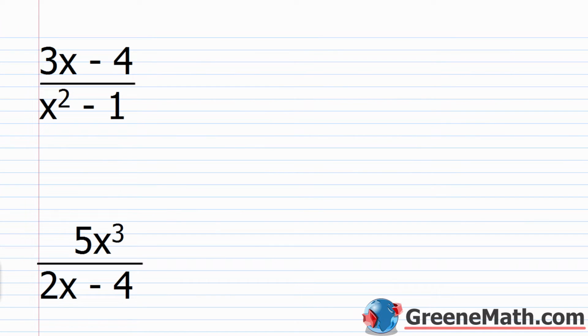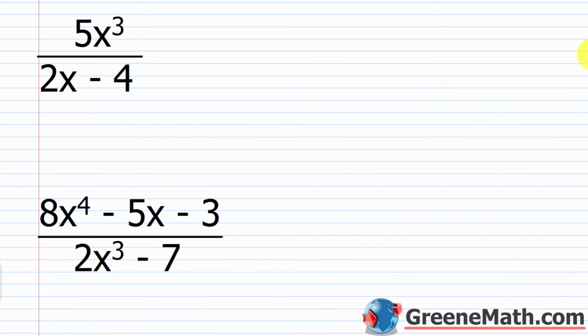So here are some examples. You have 3x minus 4 over x squared minus 1. So you have a polynomial in your numerator, a polynomial in your denominator. Then this one right here, you have 5x cubed over 2x minus 4. So you have a polynomial in the numerator over a polynomial in the denominator. And then here you have 8x to the 4th power minus 5x minus 3 over 2x cubed minus 7. Again, a polynomial in the numerator over a polynomial in the denominator.